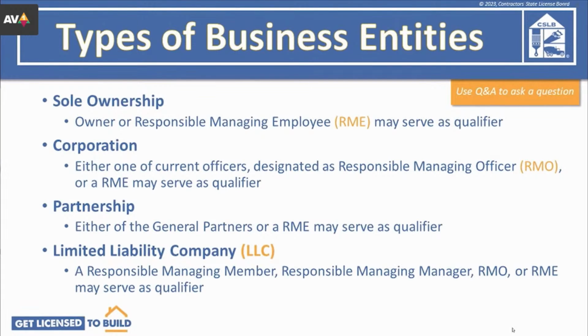Just under 1/3 of our licensees are corporations. A distant third is a partnership, where either of the general partners or responsible managing employee may serve as a qualifier. That's 2% of our licensees. Finally, a limited liability company, or LLC, where a responsible managing member, responsible managing manager, responsible managing officer, or responsible managing employee may serve as a qualifier. About 1.5% of California construction companies are LLCs.